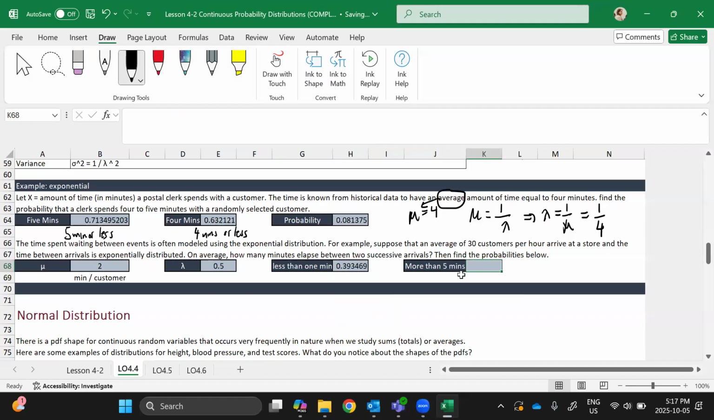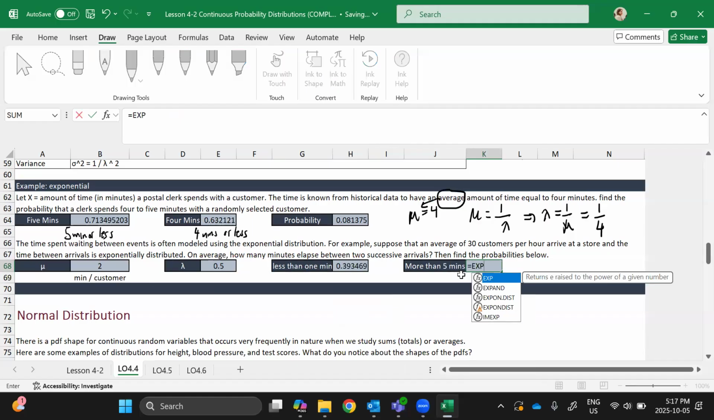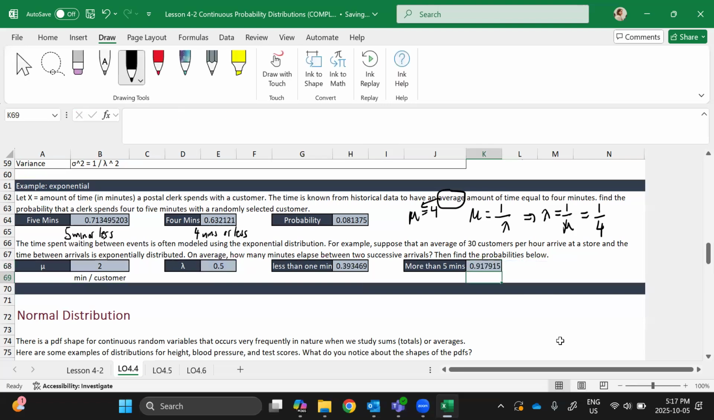If you want to find more than 5 minutes, I'll start by just doing expon.dist, the value from the question, the value of lambda, 1/2, and cumulative true. But if you set cumulative true, that always gives you a probability of less than the amount from the question, 5. I don't want less than 5, I want more than 5. However, it's not hard to get the probability of being more than 5 instead of less than.